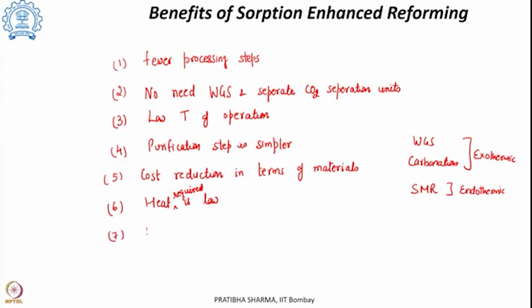We can achieve better methane conversion, and better selectivity towards the desired product. So, there are many advantages of using sorption enhanced reforming as against the conventional steam methane reforming process. However, there are many challenges also associated with that. Other than these benefits that we have looked at, there are certain challenges.